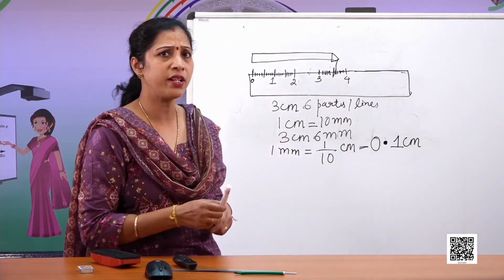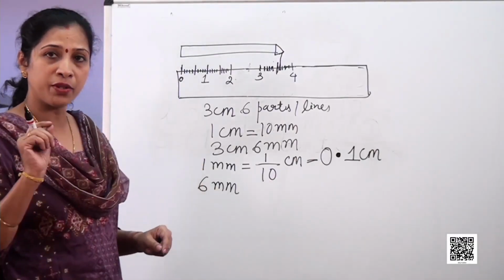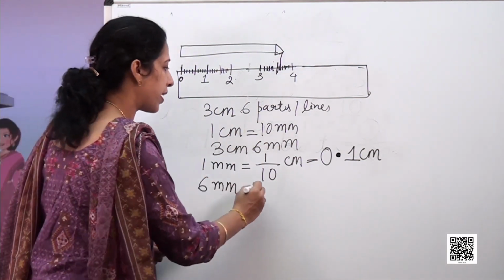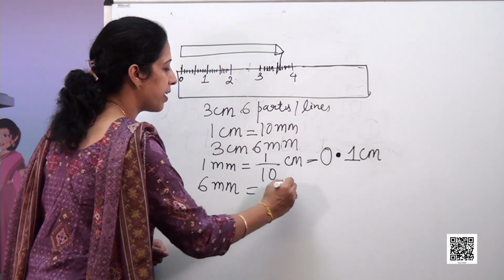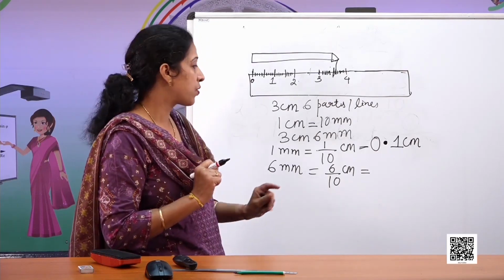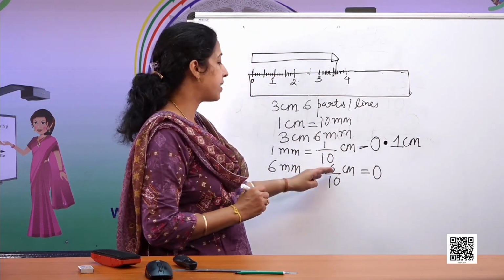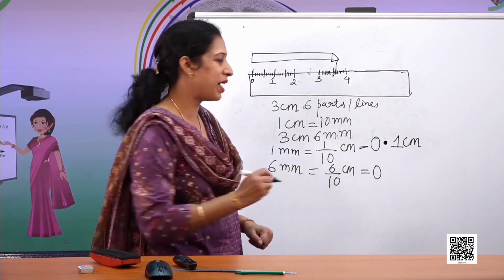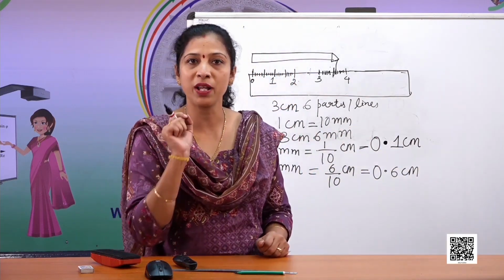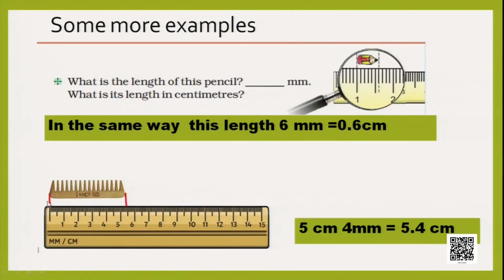So how are we going to write it in centimeter? So 6 millimeter. Just now we found out that it is nothing but 6 parts out of 10 parts. So that is 6 out of 10 centimeter. And just now I told you how to convert it also. So there is no whole number. For that we will write 0 as the whole number, and 6 by 10 is nothing but 0.6 centimeter. So what is the length of this small pencil? It is 0.6 centimeter. Now let's go to the next example.